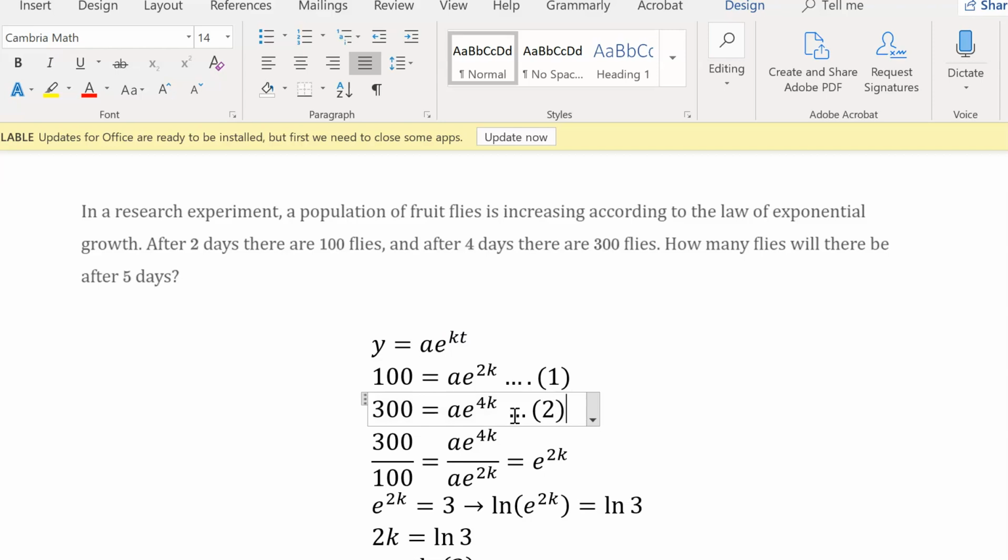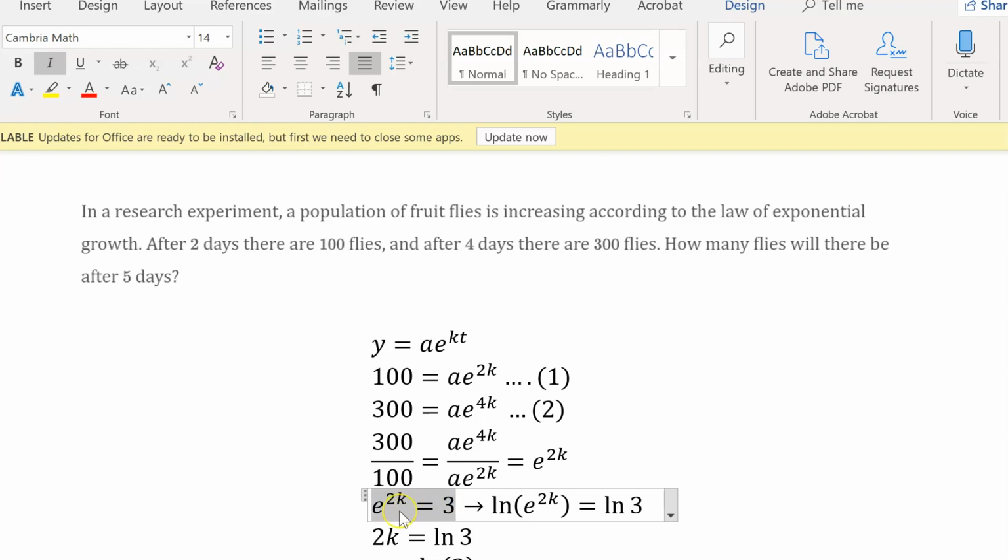So now I need to solve these two equations and try to find a and k. The best way to do this is to divide the second equation by the first equation, right? Then you have 300 divided by 100 on the left side. On the right-hand side, you get a times e to the 4k divided by a times e to the 2k. The a's will cancel off, and you have e to the 4k divided by e to the 2k. When you divide exponents, you subtract the exponents. So you get e to the 2k, and on this side you just get 3. So e to the 2k equals 3.